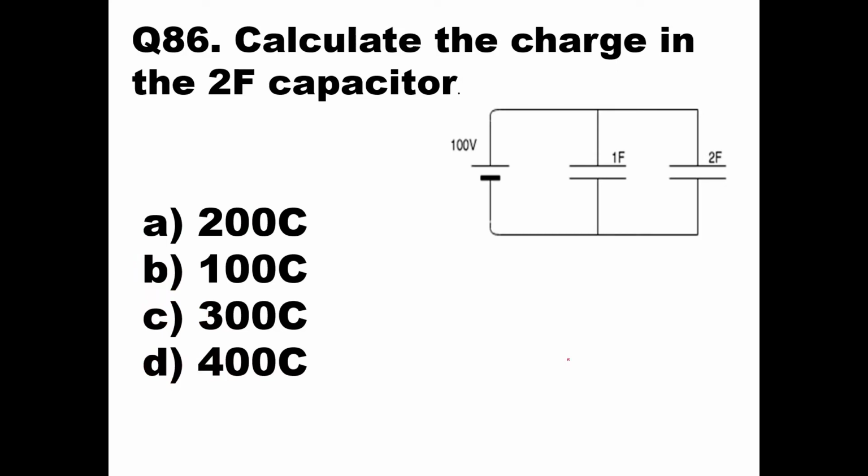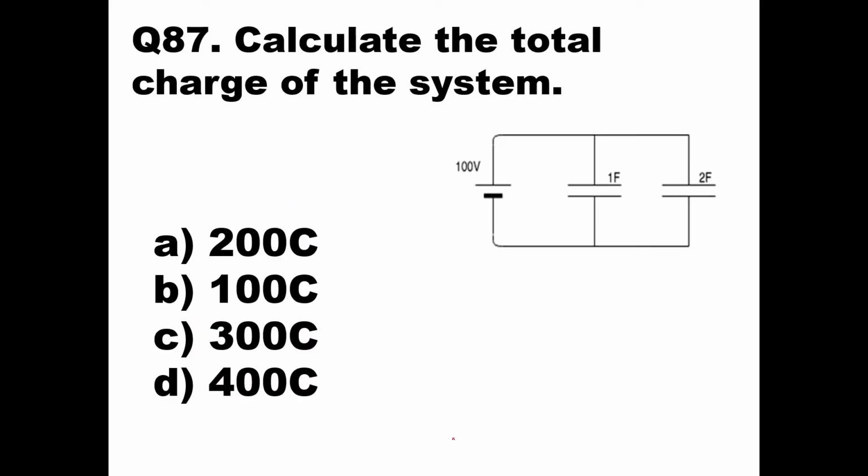Question number 86. Calculate the charge in the 2F capacitor. Now it is in parallel and the voltage applied will be the same. Here V is equal to 100 volt, and we are asked to find the charge in the 2F capacitor. So charge Q is equal to CV, which is equal to 2 into 100, that is equal to 200 coulombs. So Q is equal to 200 coulombs. Here option A will be the right answer. Then we'll go to the next question.